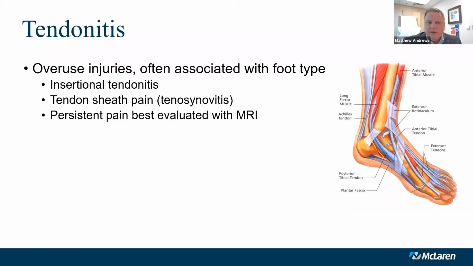So to kind of piggyback on that point, tendonitis injuries of the foot and ankle are very common as well. These are oftentimes overuse injuries, and they're more often associated with foot type. So people with a higher arched foot tend to have frequently Achilles tendonitis. It tends to be a common thing that we see. Or people that have a very flat foot will have pain associated with a tendon called the posterior tibial tendon, which is one of these tendons that's highlighted in the graphic on the right here.